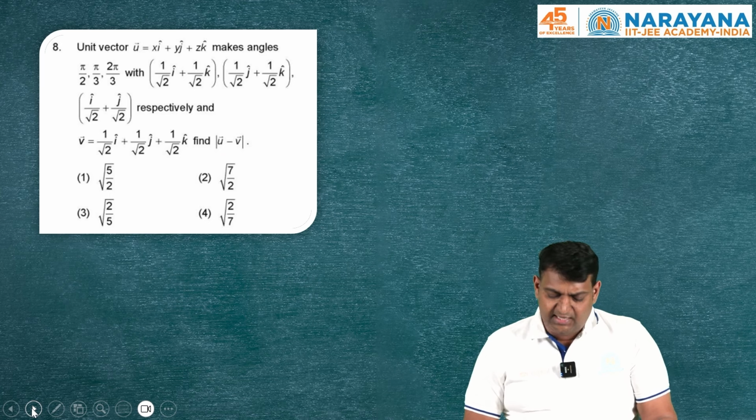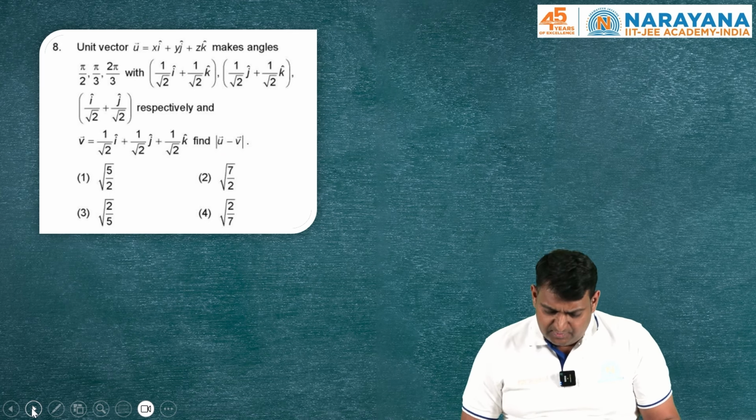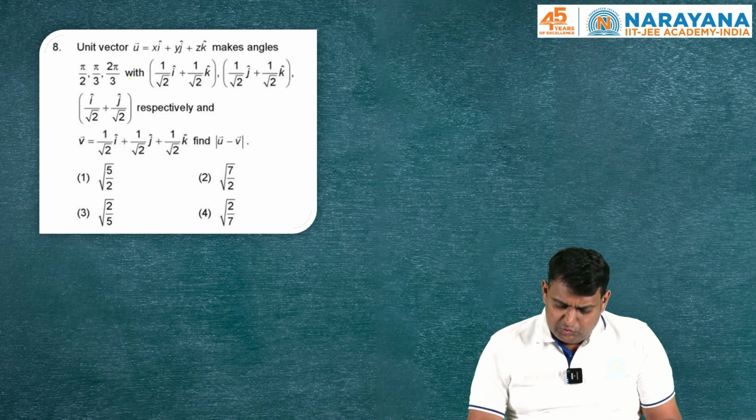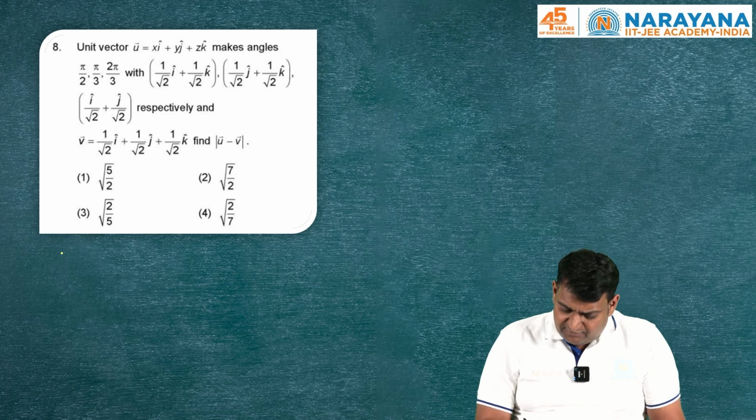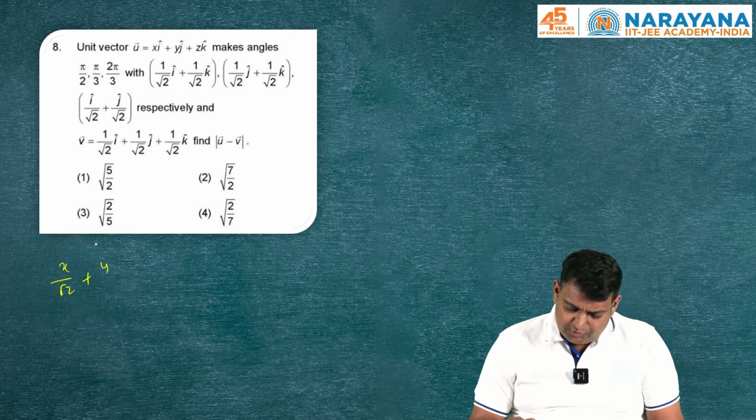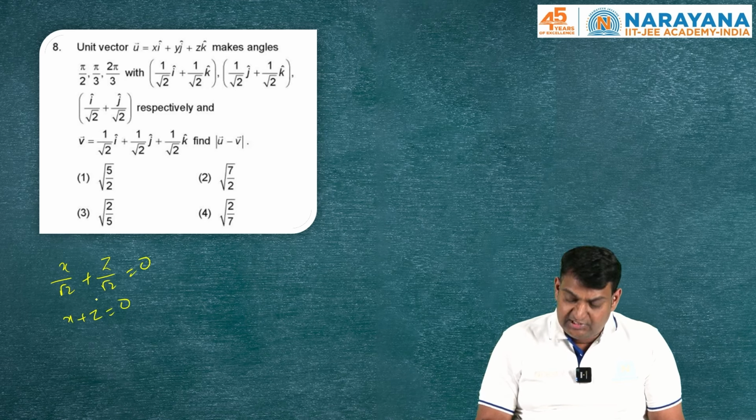Yeah, again, a little bit of calculation, but a very simple problem. What is given? U and this one. What is the angle between them? Pi by 2. So what is the angle formula? Apply the formula. Mod of A dot B, that is X by root 2 plus Y by 0, and Z by root 2. So X by root 2 plus Z by root 2 is 0. So what will you get here? X plus Z is 0.